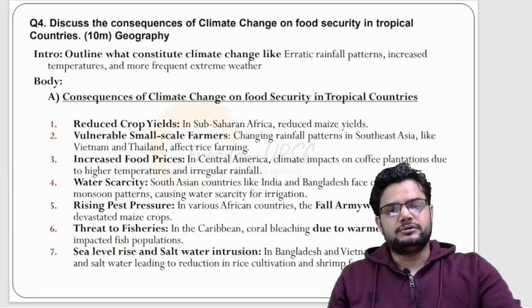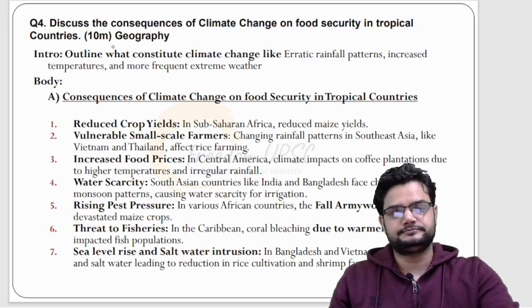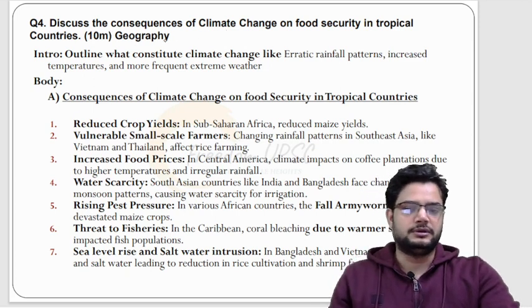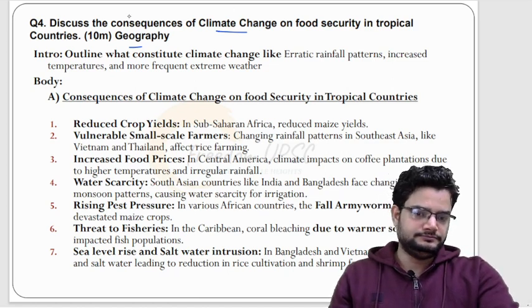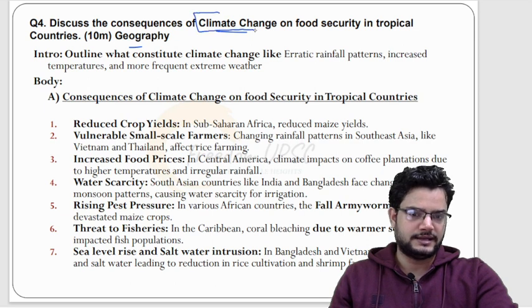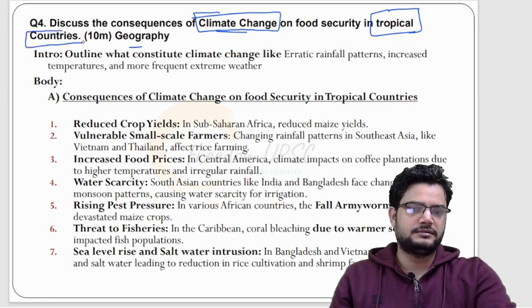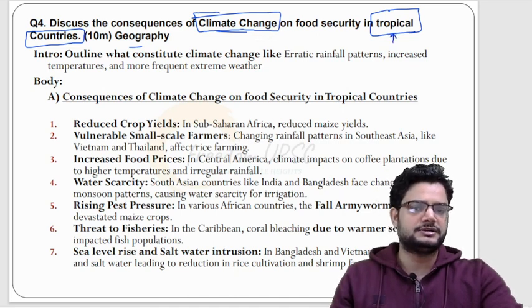Now coming to question number 4: discuss the consequences of climate change on food security in tropical countries. This is a question of geography and it relates to climate change. If you have adequate knowledge of the environment, you can deal with this question also. There are two parts here: climate change and tropical countries. There are various climate change phenomena like erratic rainfall, increased temperatures, more frequent extreme weather, but the key term is in relation to tropical countries.